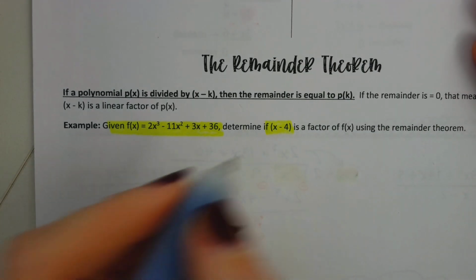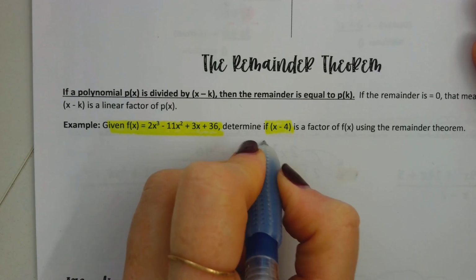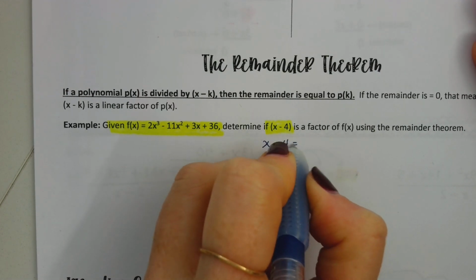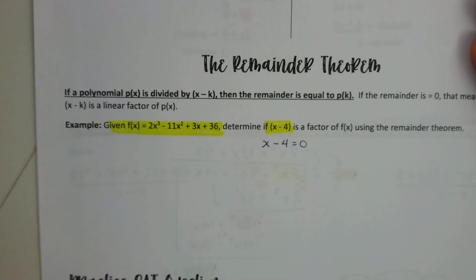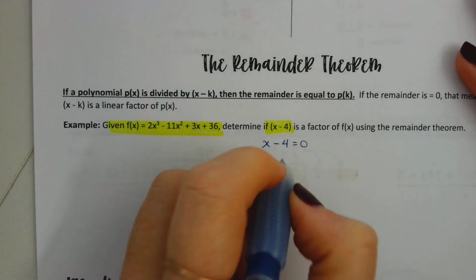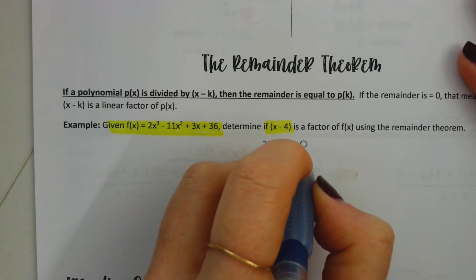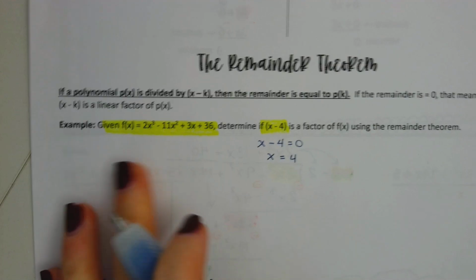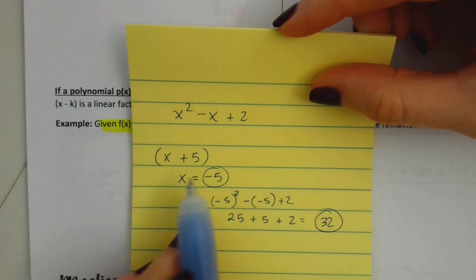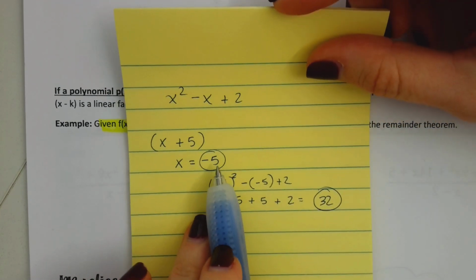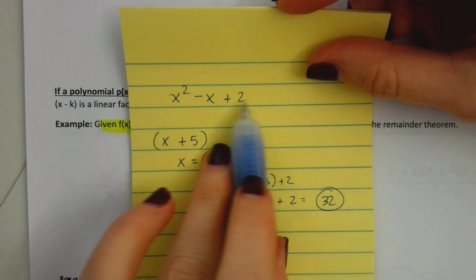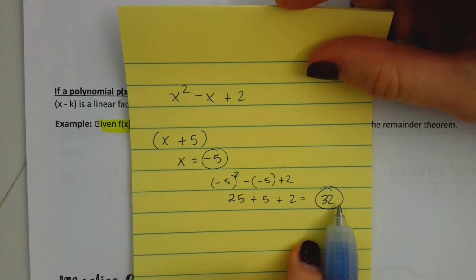Okay. So that means we want to take this x minus 4, we want to set it equal to 0, and we want to solve it. What would I get for the solution? 4. Very good. Okay. So again, what we just discussed, we said that if you take it, set it equal to 0, and solve it, that number plugged in will tell you what the remainder is.